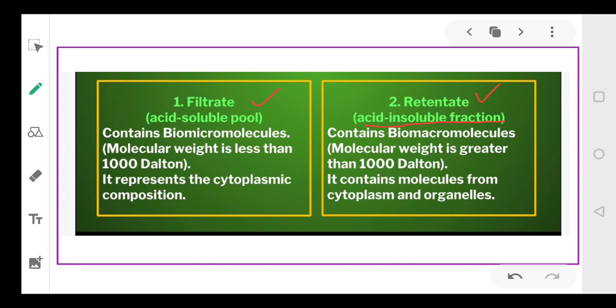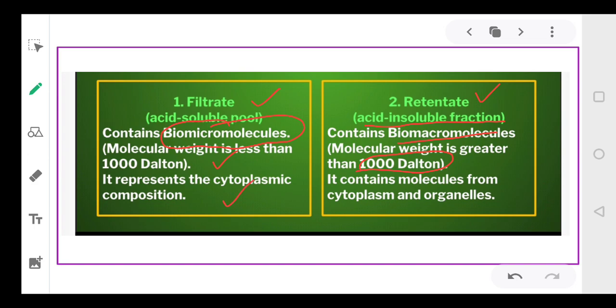When we analyze, we will find the filtrate consists of micromolecules, while the retentate will consist of macromolecules. Now, let's understand what micro and macromolecules are. Micromolecules have a molecular weight less than 1000 Dalton. जो आपके micromolecules हैं बेटे, इनका जो weight है, वो 1000 Dalton से कम होगा. While the macromolecules are the ones which have molecular weight greater than 1000 Dalton. So there is a difference in weight.